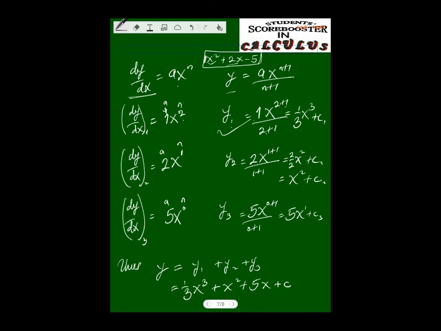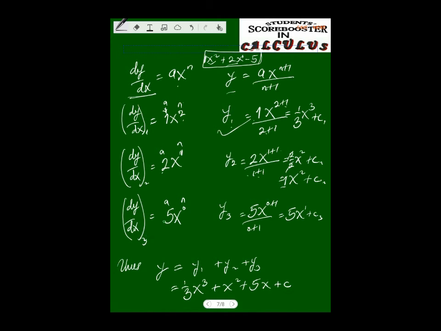Now the second term is 2x, so I will come here, that's dy/dx, second term, equals 2x raised to power 1. Because there is nothing here, it means what is here is 1. Since there is nothing here, you just put 1. So you have 2x raised to power 1. And the answer is going to be 2x to the 1 plus 1 over 1 plus 1. So that will be 2 over 2, x squared plus c. So 2 cancels 2 here, so you're going to have 1. And 1, you may not write it. Plus c2.